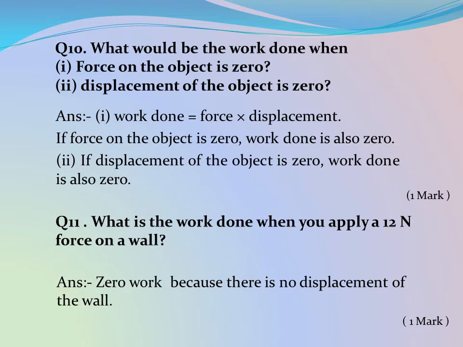Question number 11. What is the work done when you apply a 12 Newton force on a wall? Answer. 0. 0 work because there is no displacement of the wall.